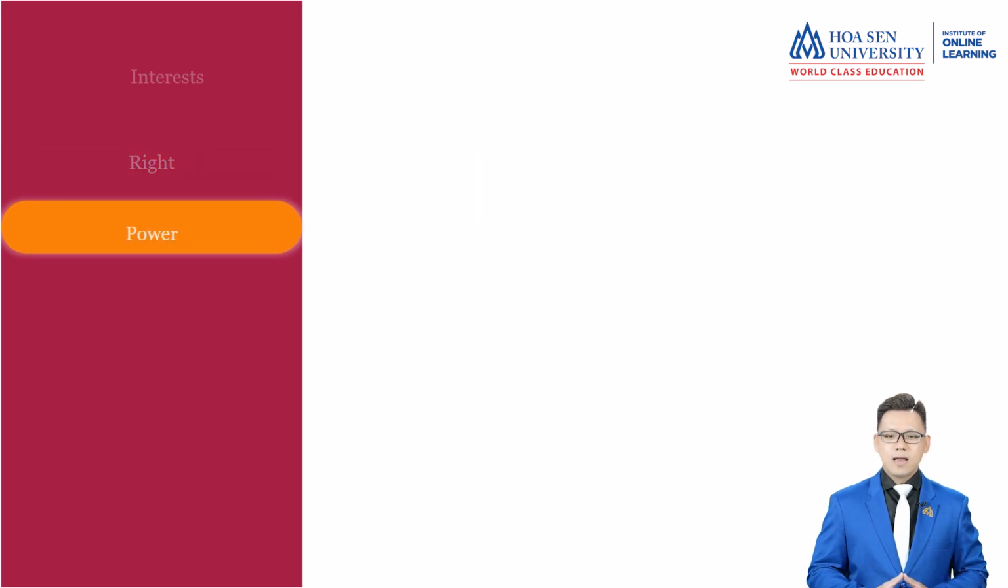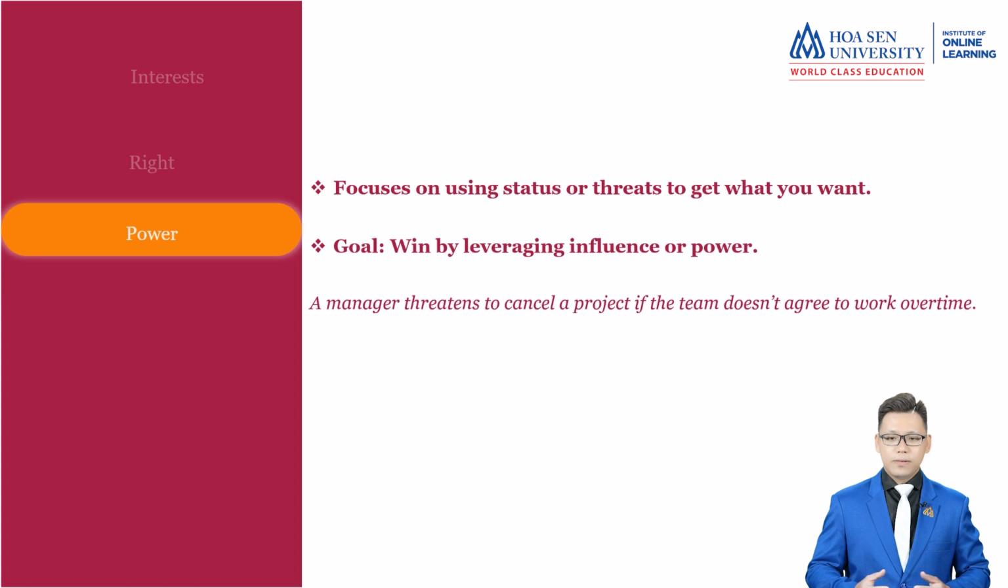And the last one, the power-based model, is quite different. It focuses on using influence, status, or even threats to get the desired outcome. So this approach is about winning, and sometimes at the cost of the other. For example, a manager might threaten to cancel the project unless the team agrees to work overtime. While this can be effective, it can also harm the relationship.